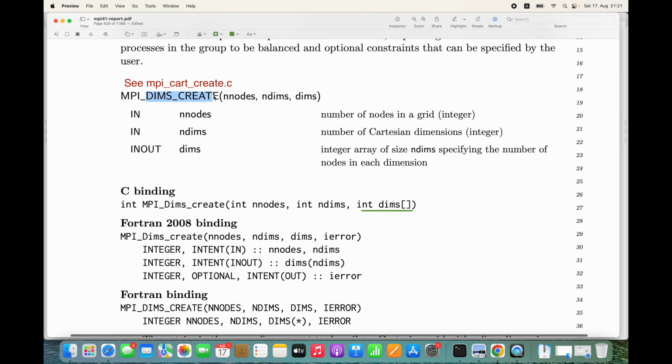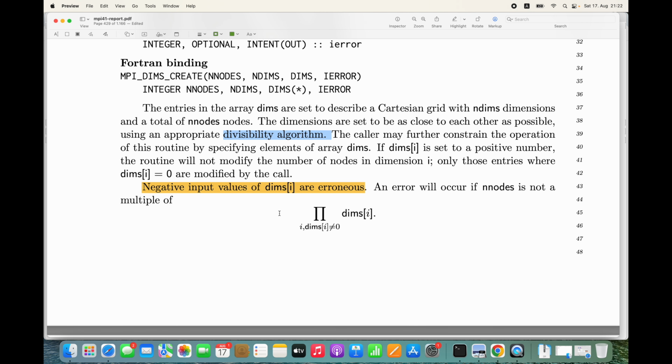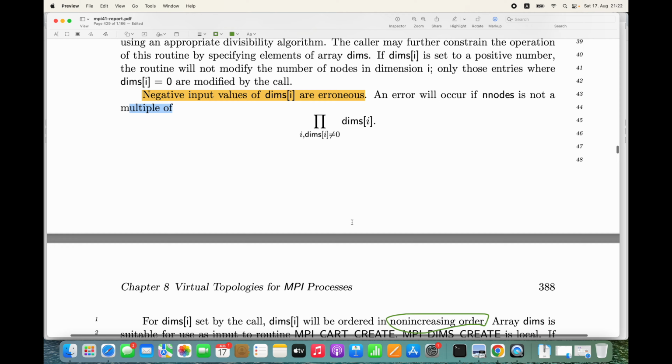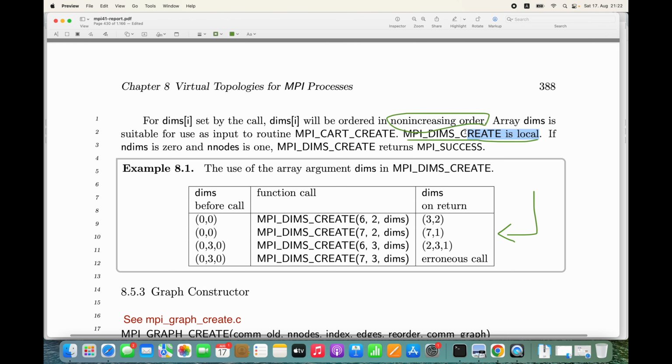This is MPI DIMS create. We already talked about this, that it's going to find a balance of those multiplications with a divisibility algorithm. And it's going to find the closest, or the more balanced, scenario. Negative input values of DIMS I are going to be erroneous. And again, an error is going to happen if those multiplications are not going to add up. Again, we already mentioned that it's going to be in non-increasing order, 3, 2, and 2. And then we said MPI DIMS create is local.